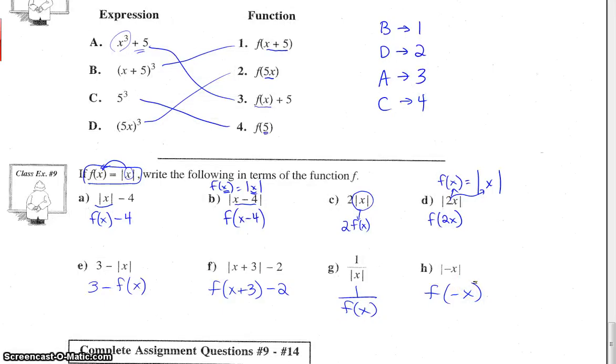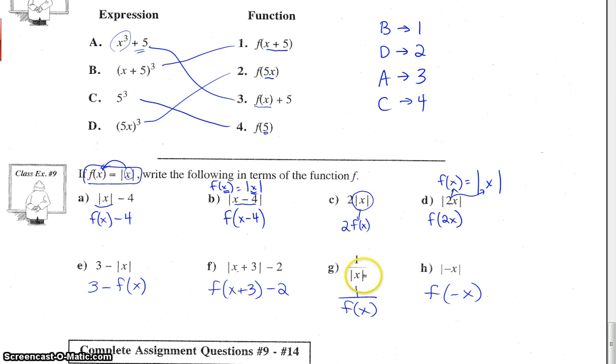Okay. How did you do? Let's take a look at D. I got an answer of f at 2x. We replaced x because instead of x inside the absolute value, it's 2x, so we should have gotten f at 2x. Then E should be 3 minus, and then we replace absolute value of x with f of x. That's what it equals. Okay, so that one should be good too. Now here, we have the absolute value, but instead of x, we have x plus 3. So instead of x in f of x, we need to have f of x plus 3. And then the minus 2 goes along for the ride there.